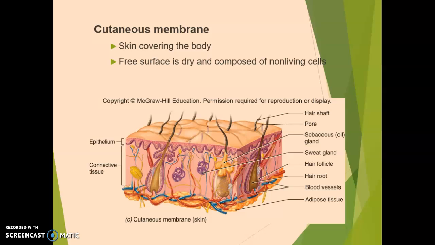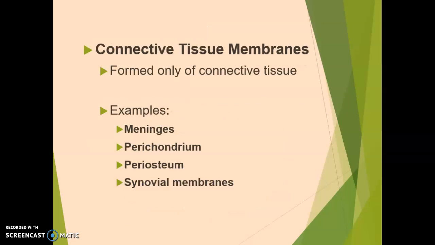Our cutaneous membrane, this is our skin. This is the free surface, and it's dry and composed of non-living cells. So the epithelial cells on the top layer of our skin are dead, so they have no nucleus.